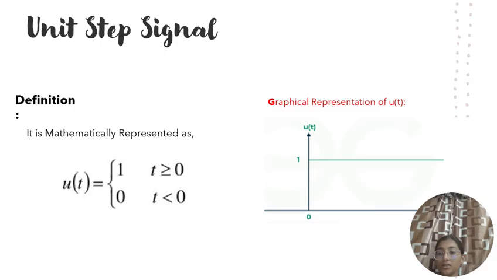This function is very useful for modeling situations where something turns on at a particular time, like applying a voltage to a circuit at t equals 0.